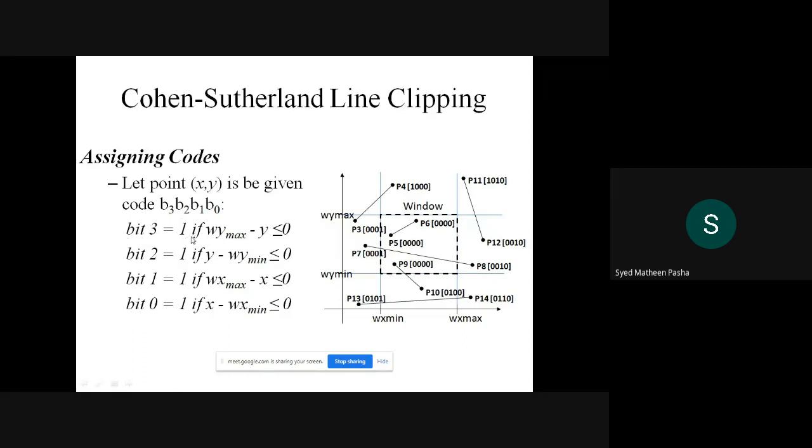If it is 1, when can you give it as 1? If that particular condition is met, that is, the maximum y coordinate minus the initial y coordinate is less than or equal to 0. Similarly, you have this optional case. You need to remember how to define that particular bit with respect to that particular point.